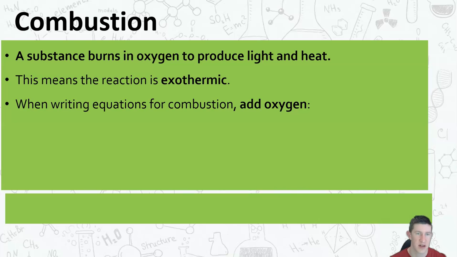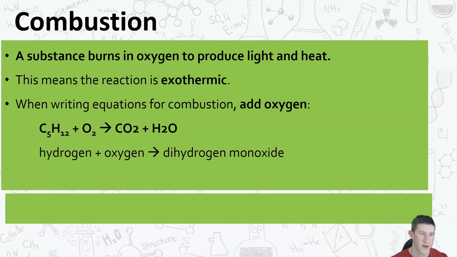When we write the chemical equations for a combustion reaction, we just write plus oxygen. So we don't write plus fire or plus heat or anything like that. We use just plus oxygen to note that it was a combustion. So for example, we take a hydrocarbon here, C5H12, we add oxygen to it, which suggests that it's burning, and that produces CO2 plus H2O.